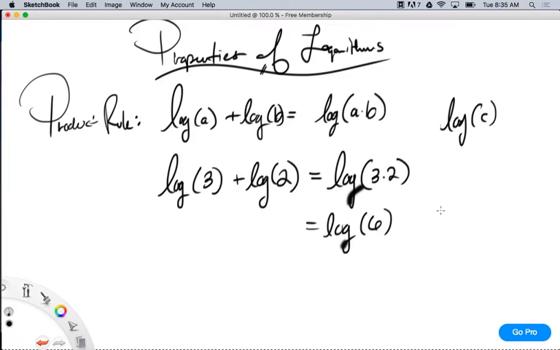You're done. Now, don't get tricked. The answer is not 6. It's the log of 6. It's not log of 5, because you're multiplying them. It's the log of 6.